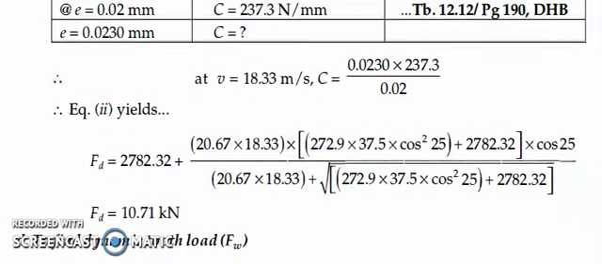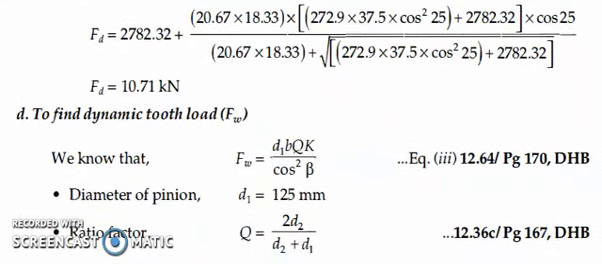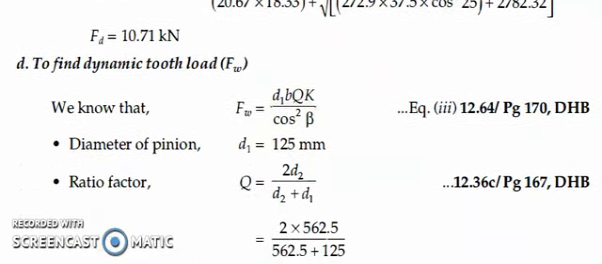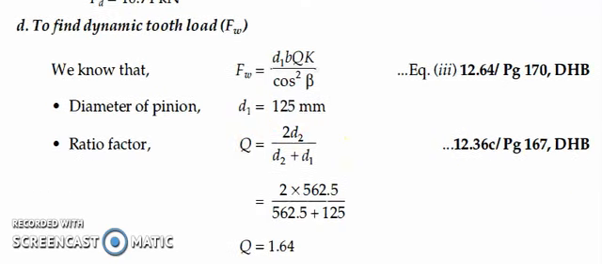And next they ask in the question itself, what is the value of dynamic tooth load. So from equation 12.64 we can find the value of dynamic tooth load. Fw is equal to d1 b q k divided by cos square beta, and the diameter d1 is given as 125 mm. The ratio using this equation is also given just below the equation, and using this equation we can find the value of q.